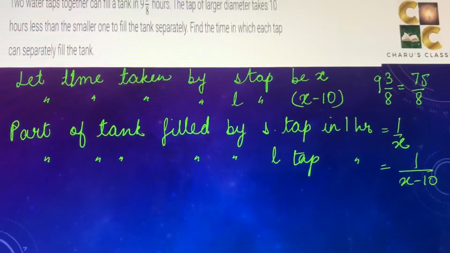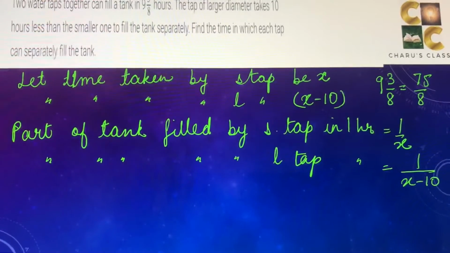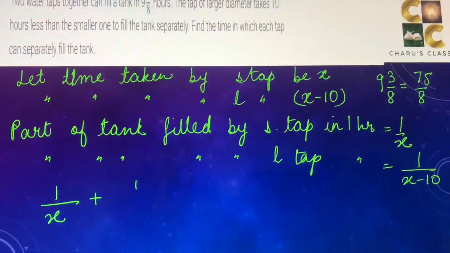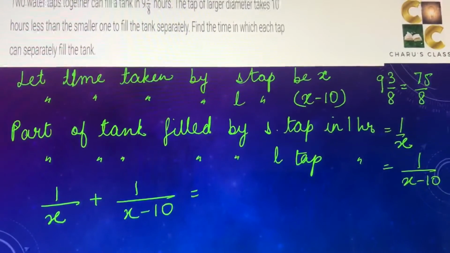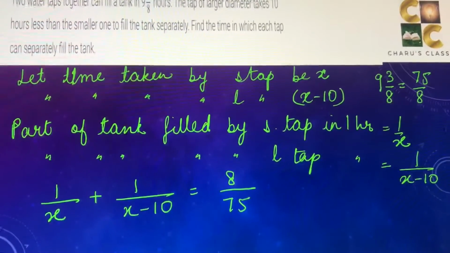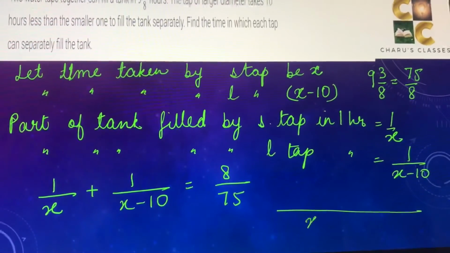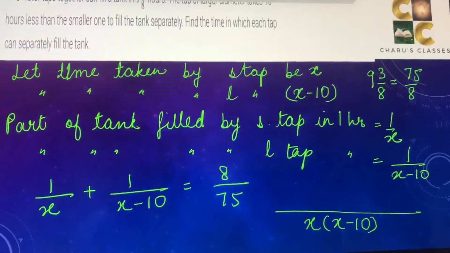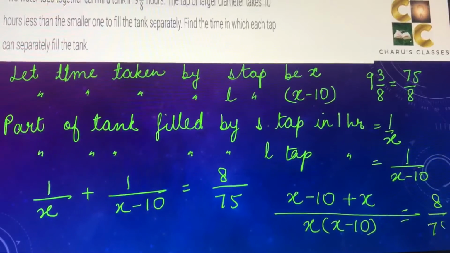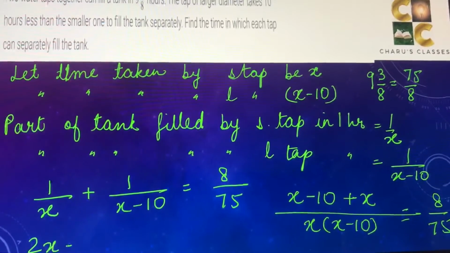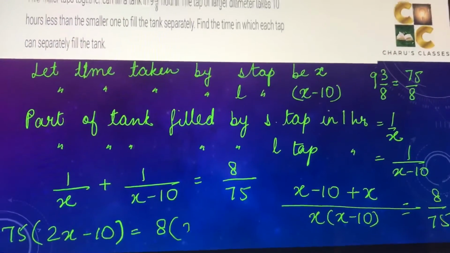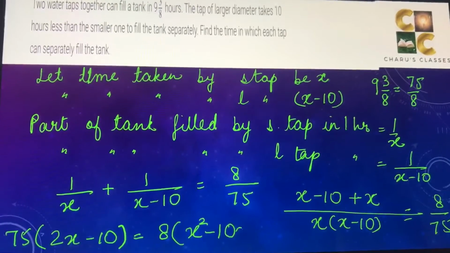And the total part filled by them together will be 8 by 75. That is the reciprocal of the total time taken. So we have 1 by x plus 1 by x minus 10 is equal to 8 by 75. Taking the denominator as x and x minus 10, cross multiplying, x minus 10 plus x, this is equal to 8 by 75. Or we will have 2x minus 10 multiplied by 75 is equal to 8 into x square minus 10x.